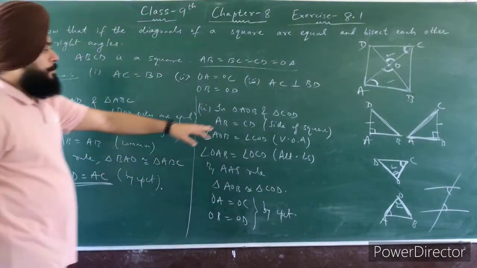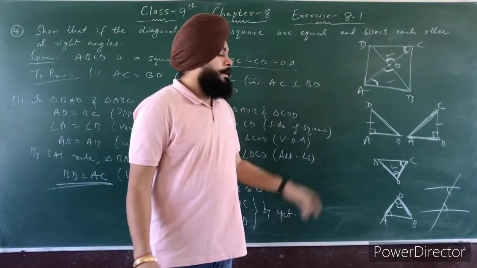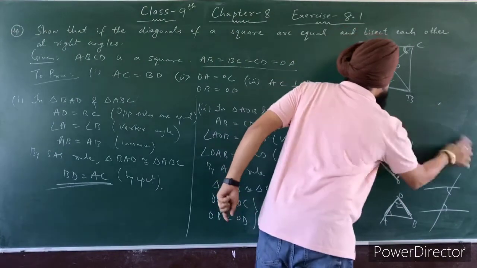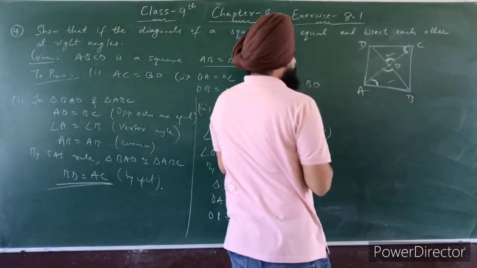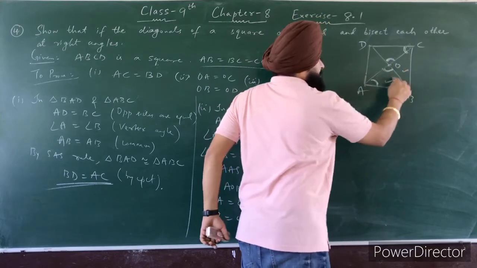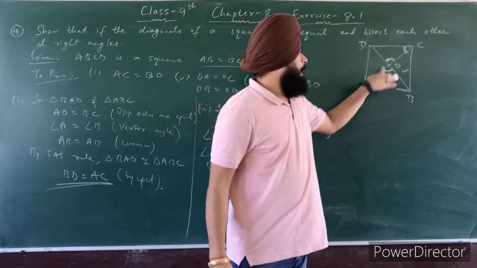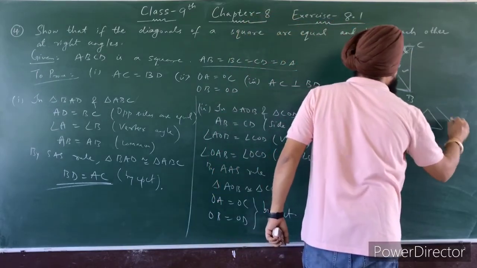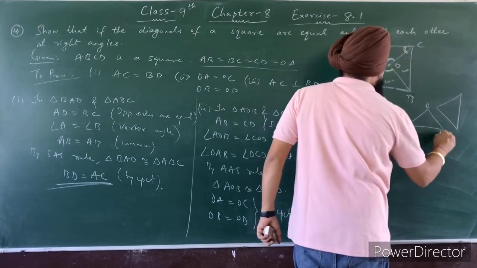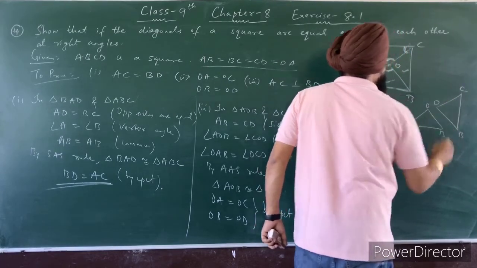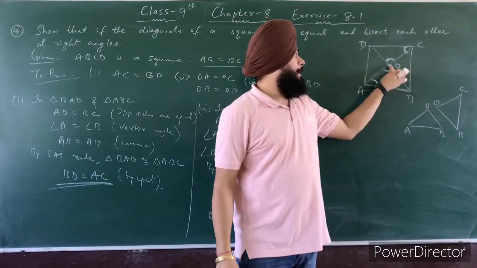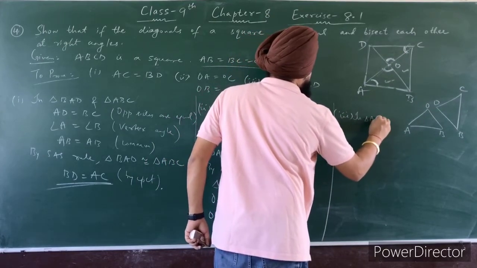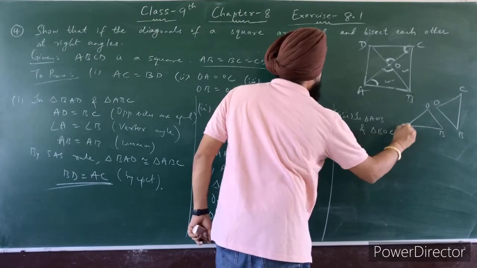Now the third one is we have to prove AC perpendicular to which one? BD. So see here. Now we can take which two triangles? You can take these two corresponding triangles, triangle AOB and triangle BOC. This will be the third part. Triangle AOB and triangle BOC.